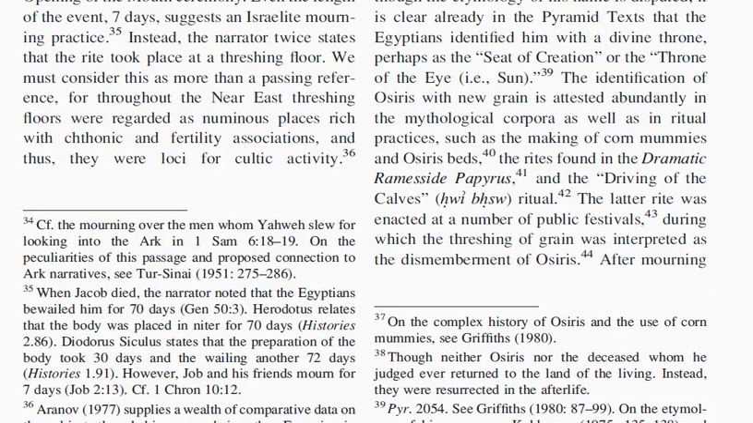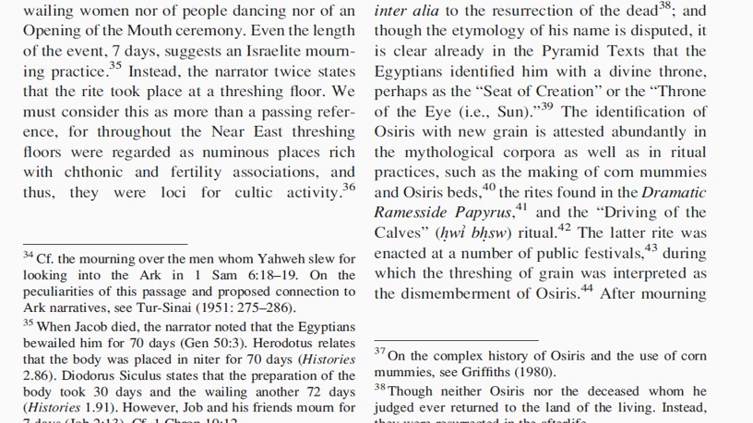Footnote. Though neither Osiris nor the deceased, whom he judged, ever returned to the land of the living, instead they were resurrected in the afterlife. End of footnote. And though the etymology of his name is disputed, it is clear already in the pyramid texts that the Egyptians identified him with a divine throne, perhaps as the seed of creation, or the throne of the eye, i.e. sun.